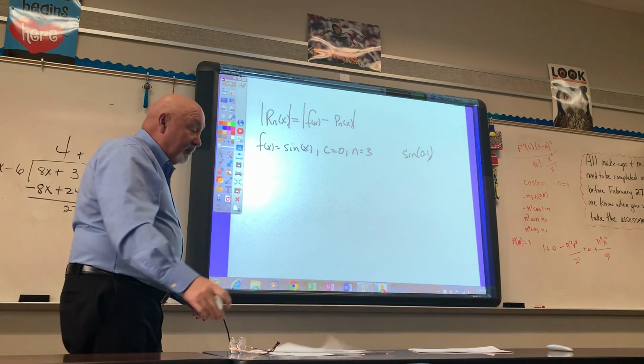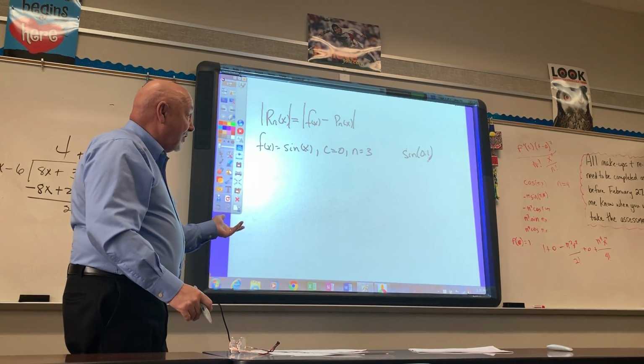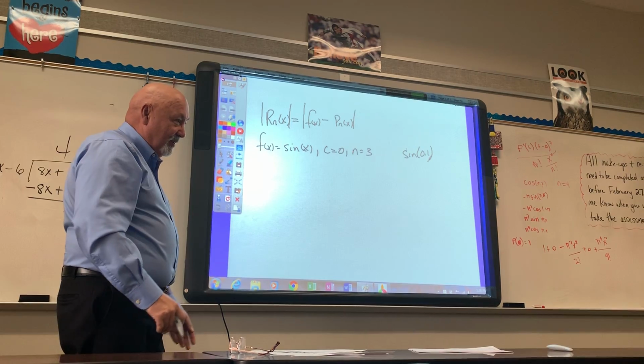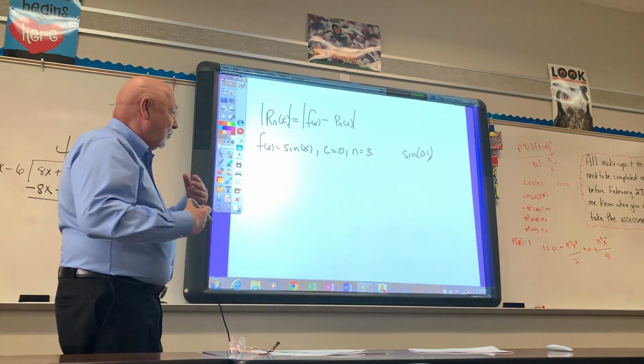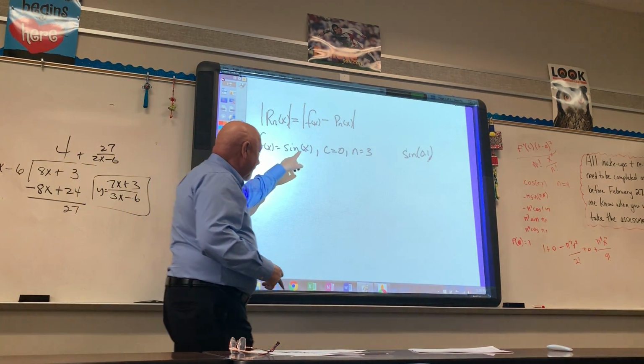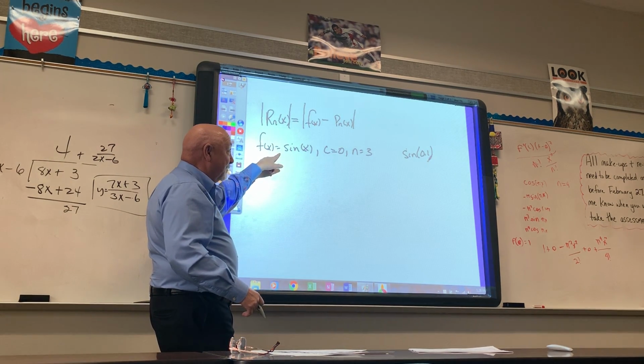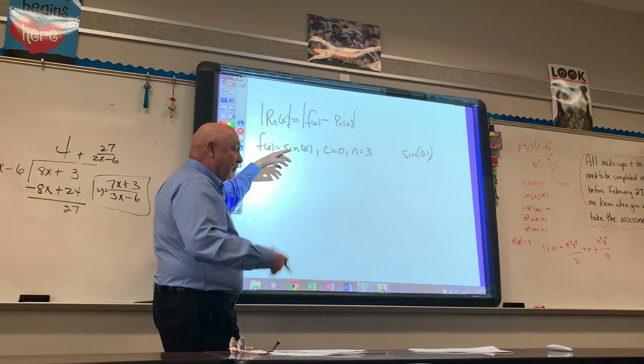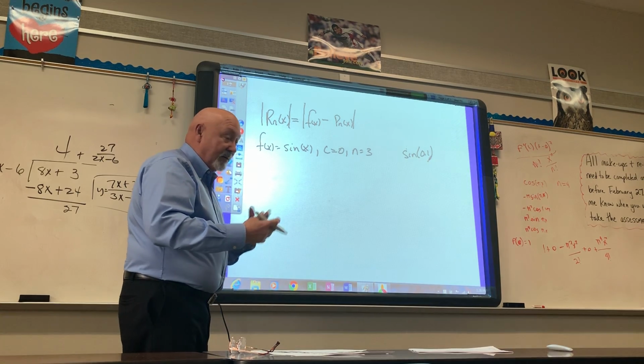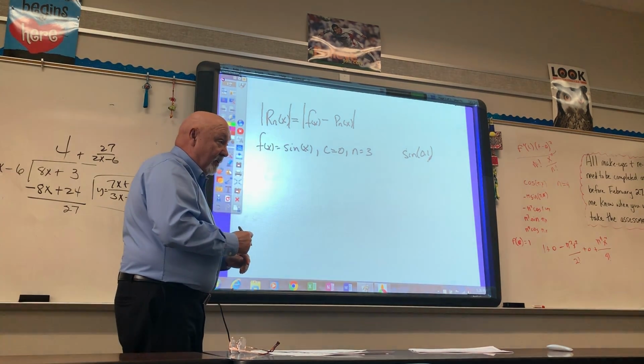So obviously we could take 0.01, stick it into the sine function, and here's our answer. But we don't want to. We're going to use this polynomial representation, and then we're going to figure out what the error is in doing that. So can we use a Maclaurin for this?